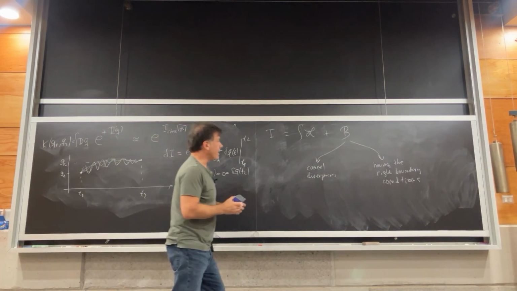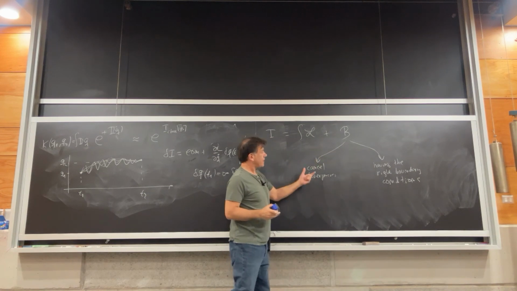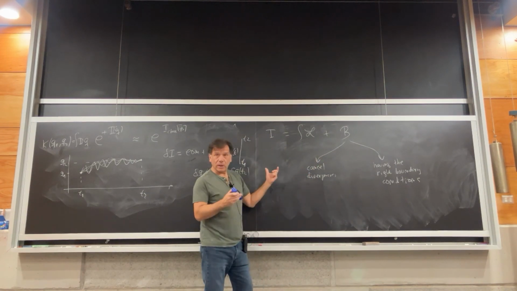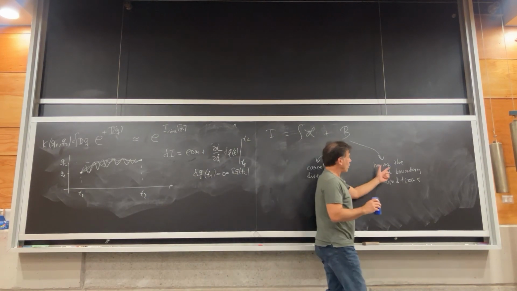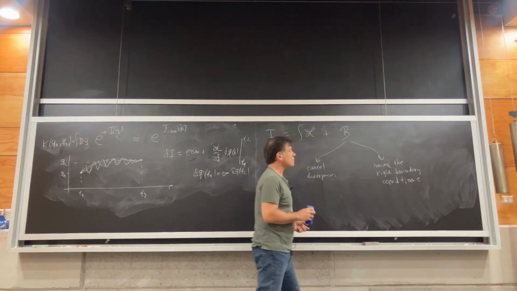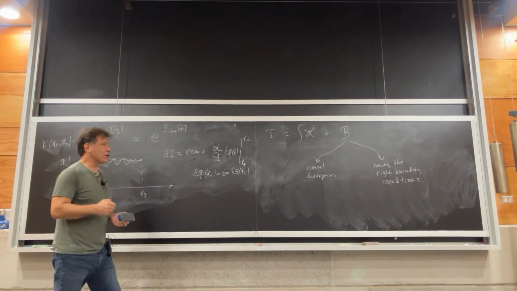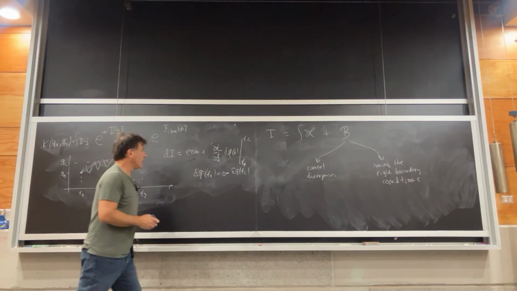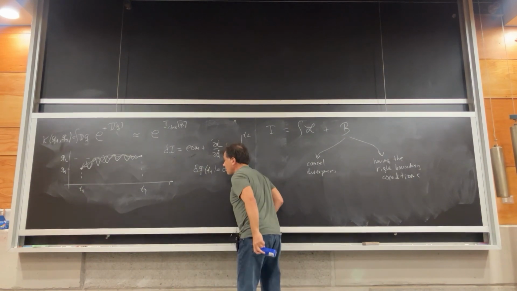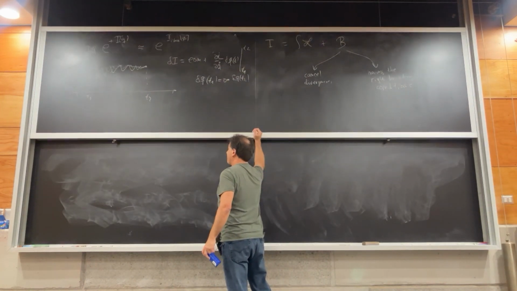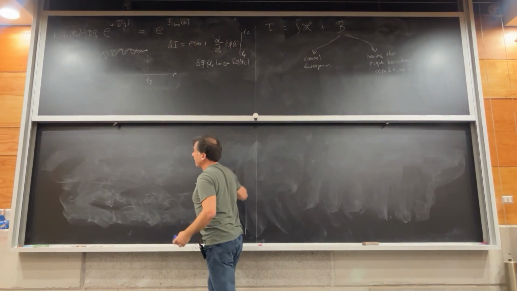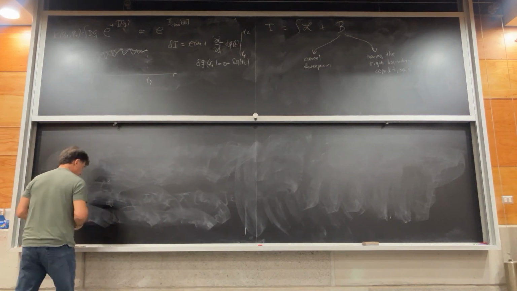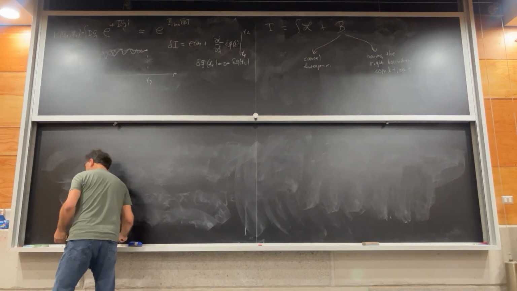Okay, so the boundary term will cancel divergences. That's one role of the boundary term. Another role is to make sure that you have the right boundary conditions. Okay, so with this motivation, let's look at some example.